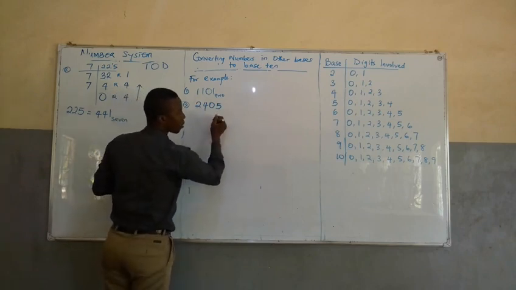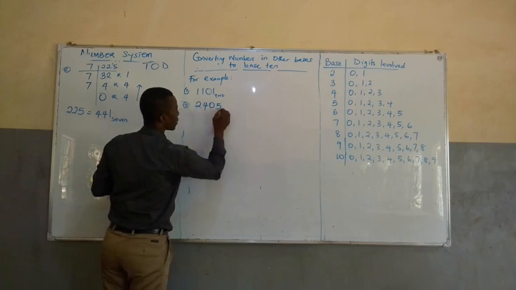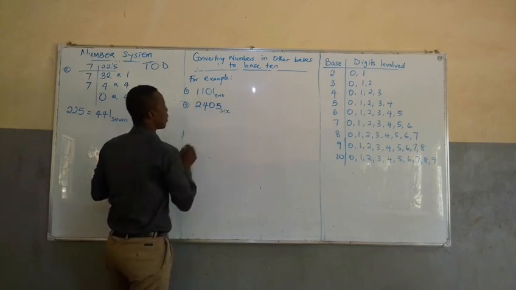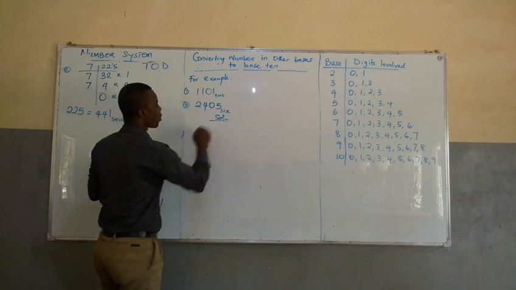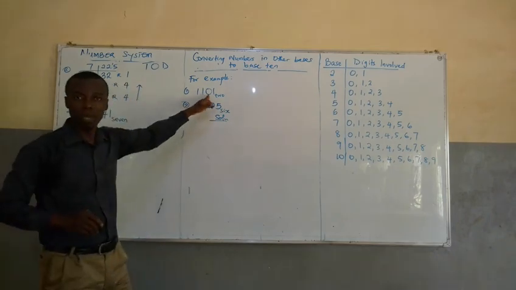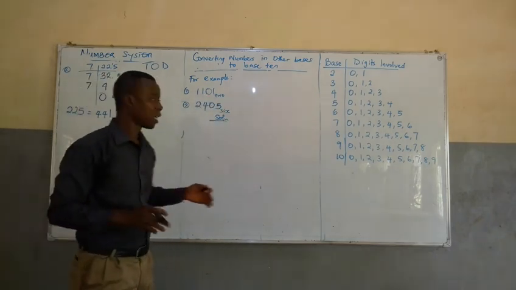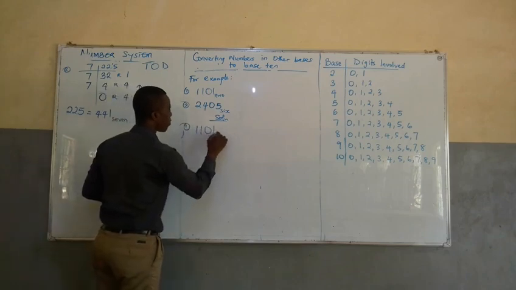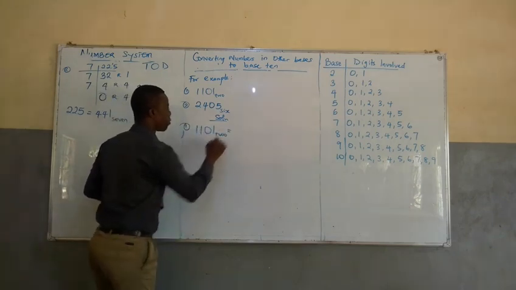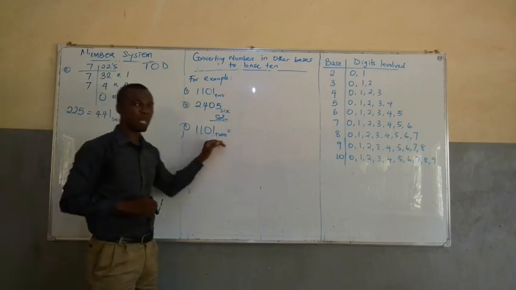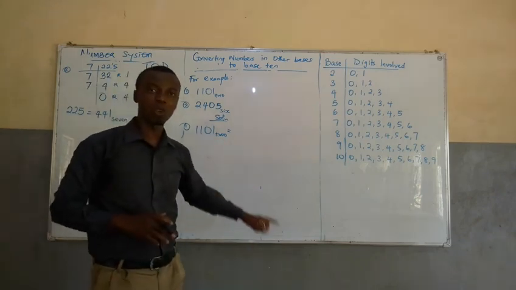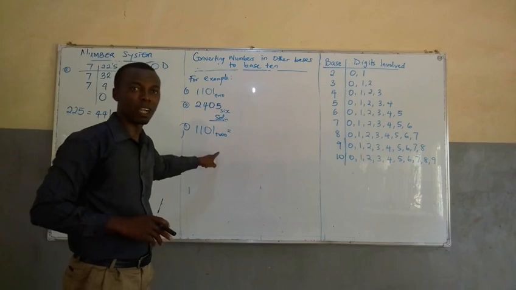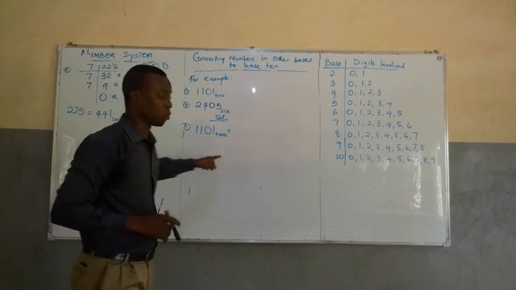So I would love to take base 6 now. If I'm going to change this to base 10 numbers, how can I be able to do that? I have 1, 1, 0, 1 in base 2. Now, what does that simply mean? It means the base in which I'm going to represent these numbers is base 2.